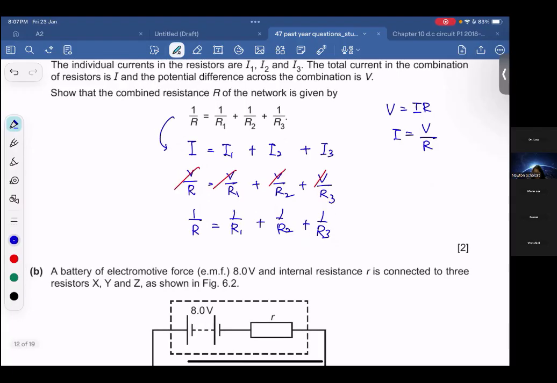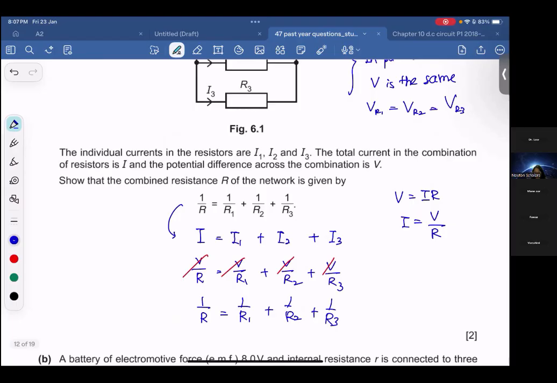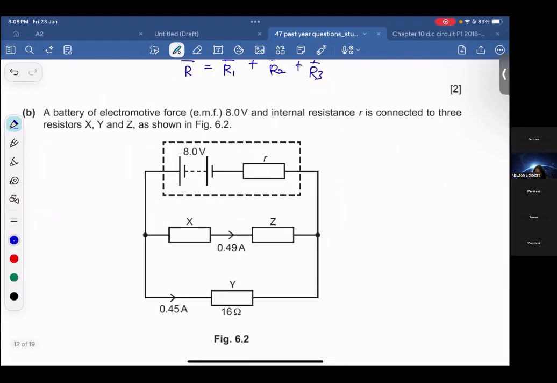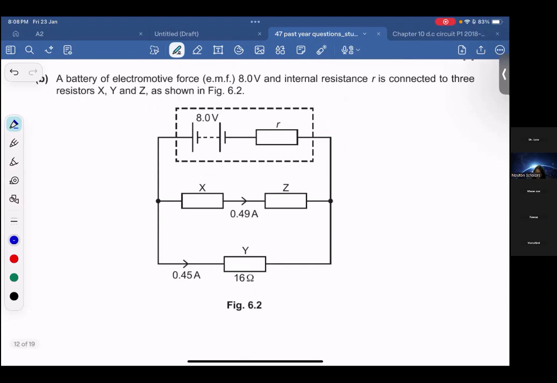One more. This one is actually using Kirchhoff's law. Kirchhoff's law: conservation of charge. This one should be no problem, just recall only. So here, B. I'm not sure, I'm feeling like this question is so familiar. Maybe we did it before.